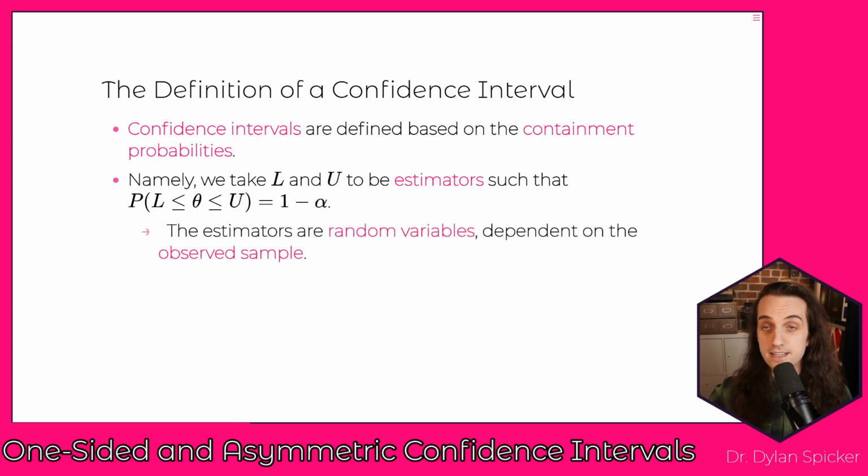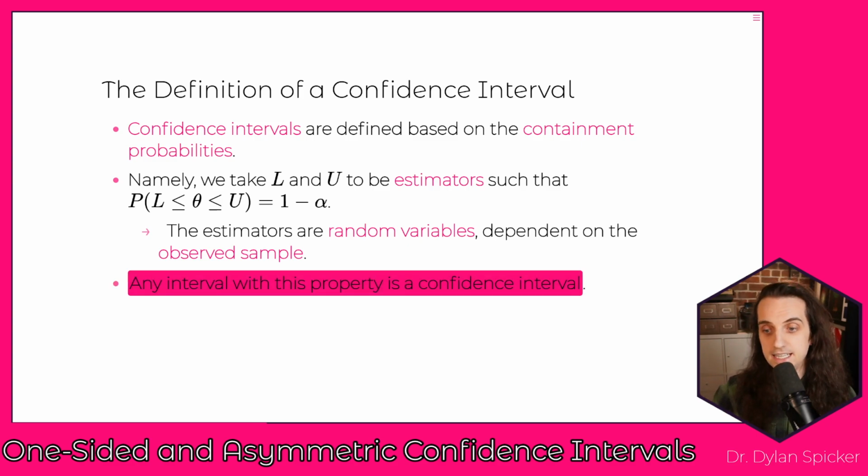Okay. So the estimators are random variables, and they're going to be dependent on the observed sample, right? We're sort of suppressing that notation there, but we're thinking about L and U as being random here. Now, any interval that holds this property is going to be considered a confidence interval, right? So any estimators L and U are going to be valid as long as they meet this desired property. And so they don't have to be symmetric, they don't have to be equal distance apart, they don't have to be anything too specific, as long as when you calculate out this probability statement, the probability statement holds, then it's going to be a valid confidence interval.